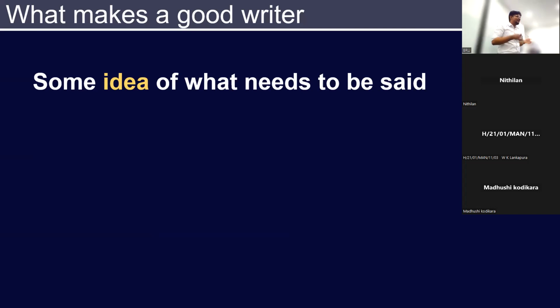First thing is you need to have substance. You need to know what you're trying to say. If you don't know what you're trying to say, then you cannot be a writer. That's the first thing. You can say some jargon, you can say many words, etc., without any coherent meaning. So you need to have an idea of what you need to say.